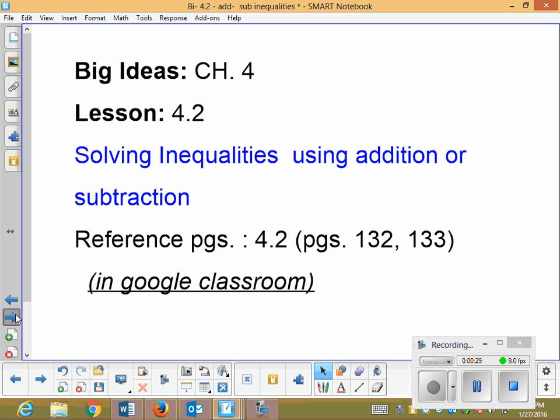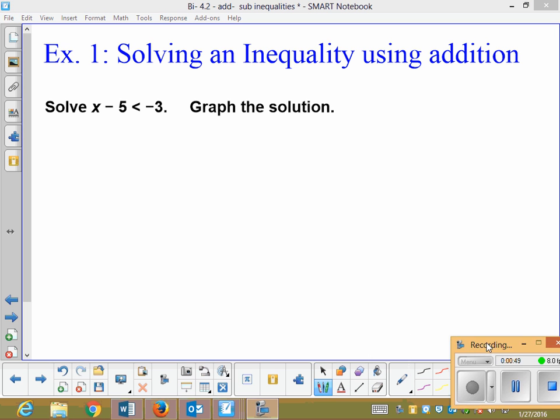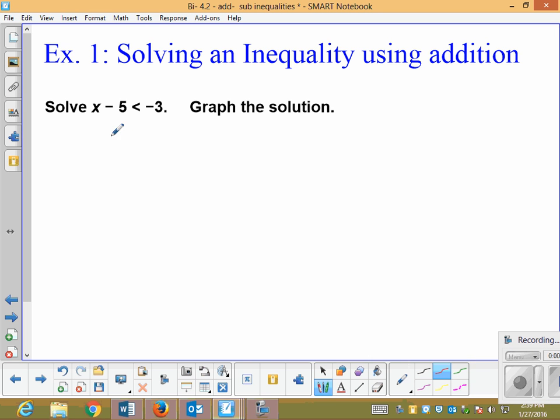Okay, let's get started. As I mentioned, solving an inequality is very similar to Chapter 3, solving an equation. You want to get the x, or the variable, by itself by isolating the numbers attached to it. So let's look at our problem. We have here x minus 5 is less than negative 3. To solve this, you want to isolate the variable and get it by itself. What seems to be in the way? It looks like the negative 5.